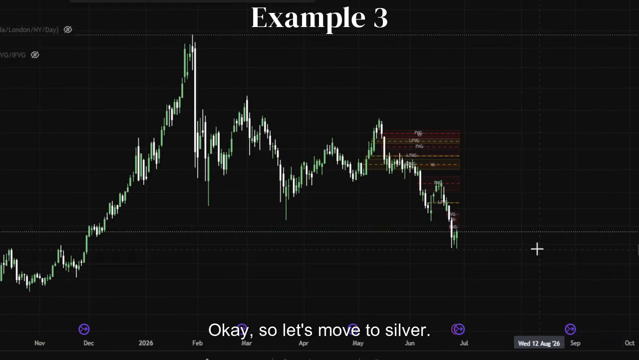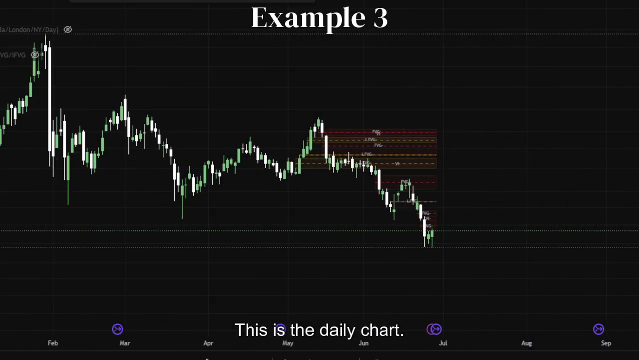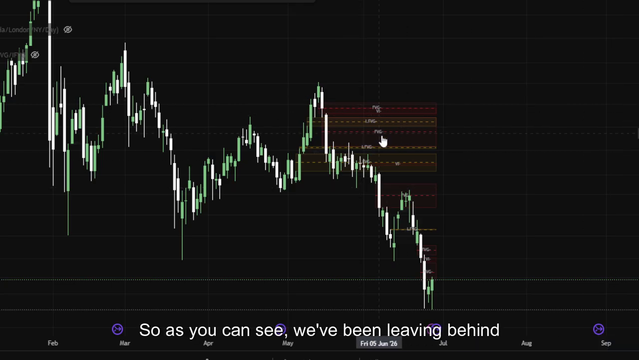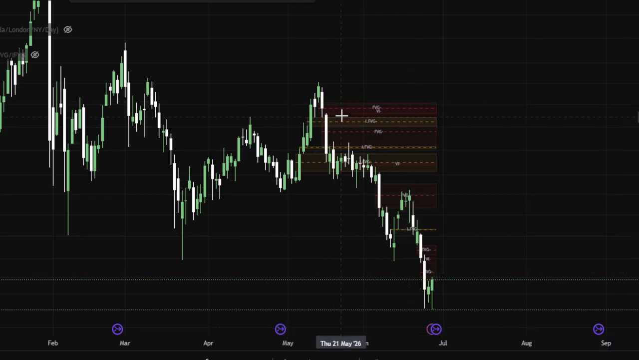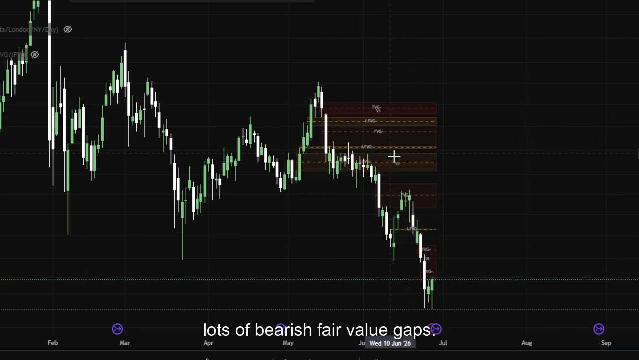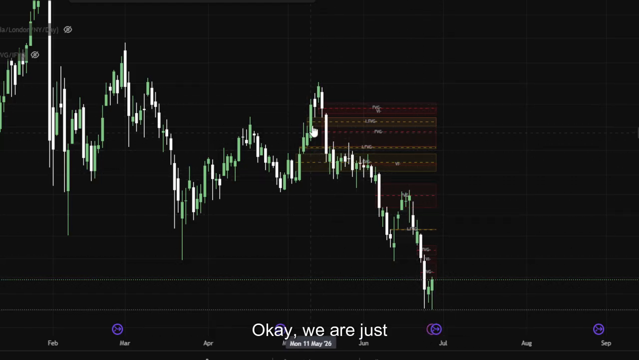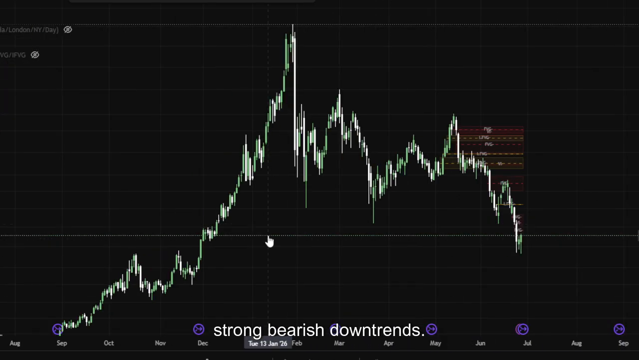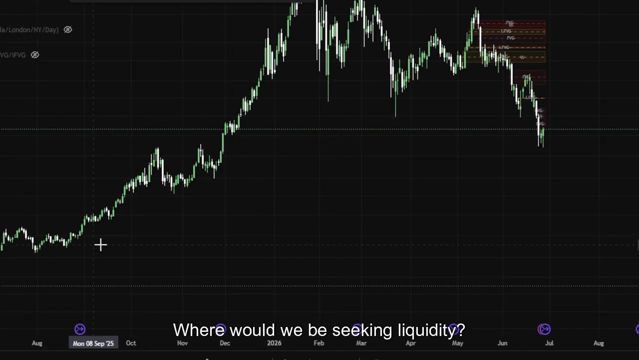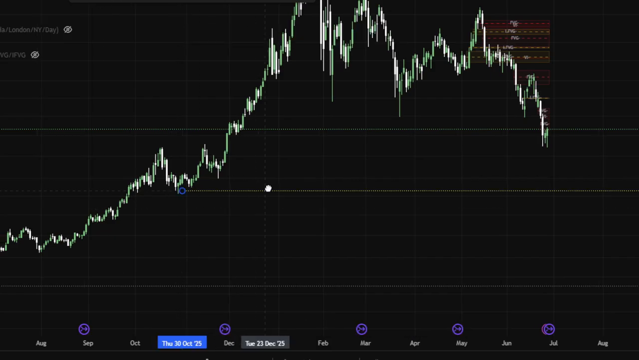Okay, so let's move to silver. This is the daily chart. So as you can see, we've been leaving behind lots of bearish fair value gaps. We're not inverting any of them, moving back up. Okay, we are just very clearly making strong bearish downtrends. Where would we be seeking liquidity? Somewhere down here.